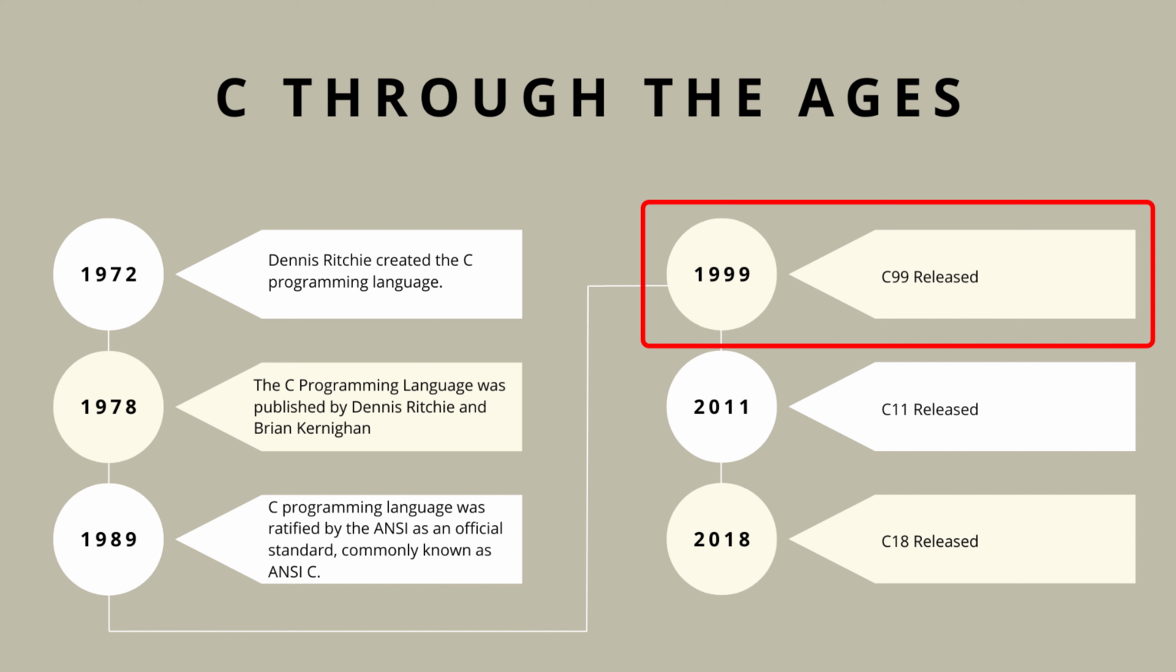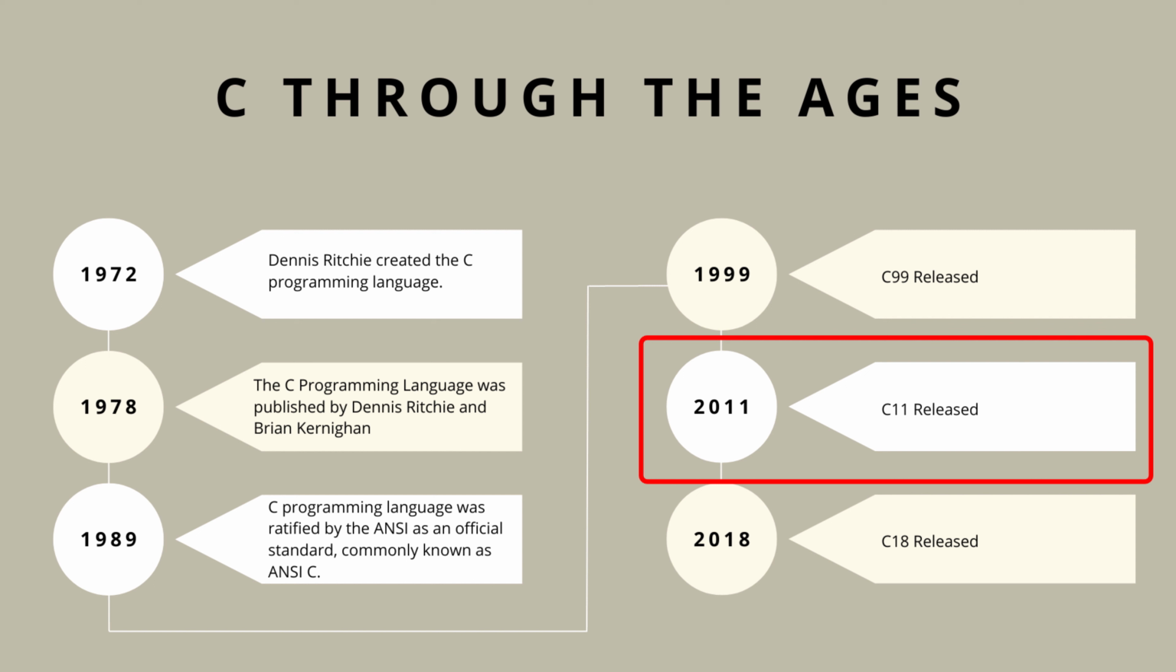Let's talk about the different versions of the C programming language. You might see the C programming language referred to as C. In 1999, a new version called C99 was released. This version included some new data types, which made it easier to write programs that were more complex. It also introduced single-line comments, which are notes that programmers can leave for themselves or for others who might be reading their code. In 2011, another version called C11 was released.